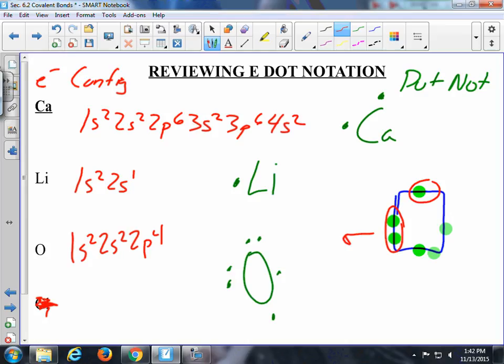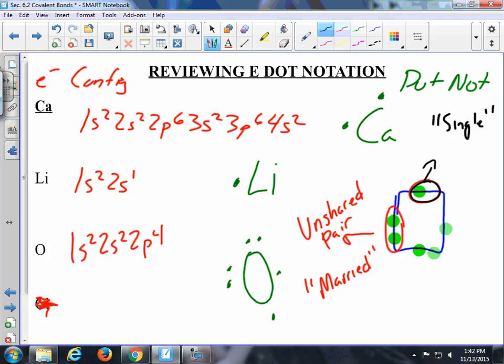For all intents and purposes, this is what is called an unshared pair. They're not sharing. We refer to these as married couples. On the flip side, these singles here are valence electrons in the outer shell. We're going to refer to these as our single electrons, or what will soon be our shared pair.